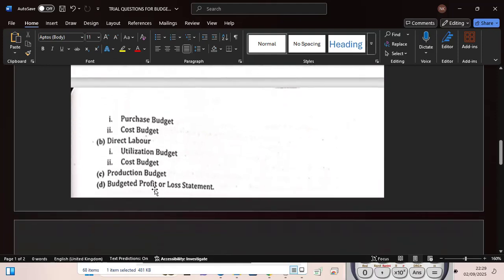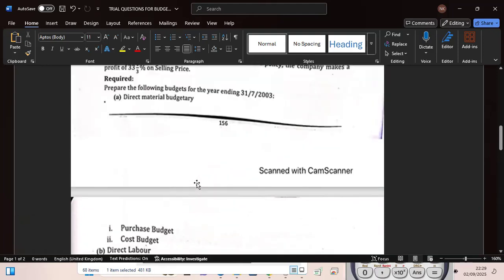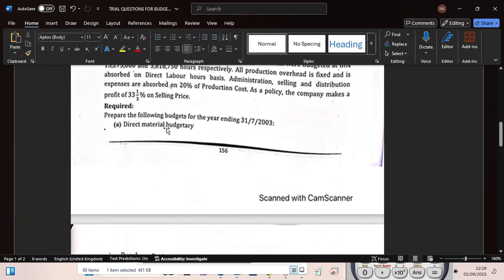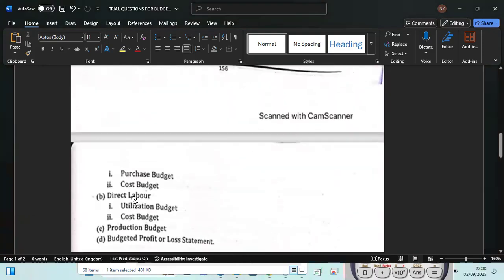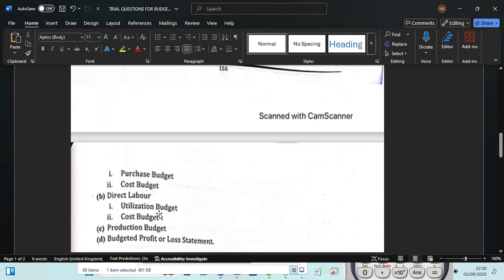Now, the third one is for us to also prepare the production budget, and also we should prepare the budgeted profit or loss statement. That's for this question, right? But before you even prepare the direct material and the direct labor, you should know the number of units you want to produce. Once you know the number of units you want to produce, then you can go on and prepare the direct material and then direct labor, right? Because if you don't know the units you are going to produce, then how can you even account for the cost of the labor for producing this particular unit?